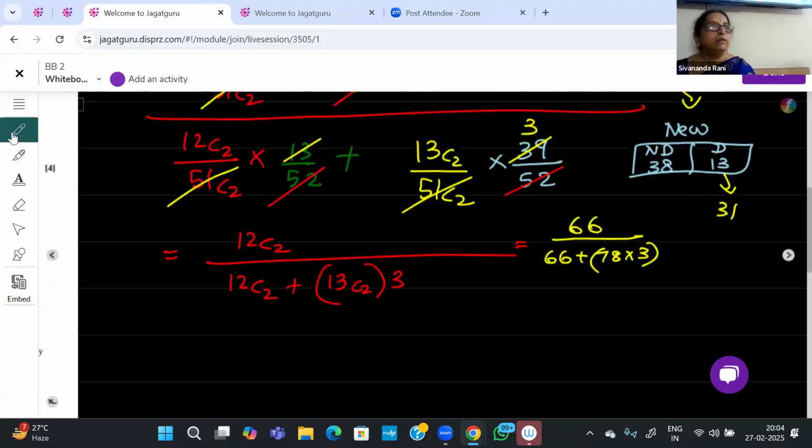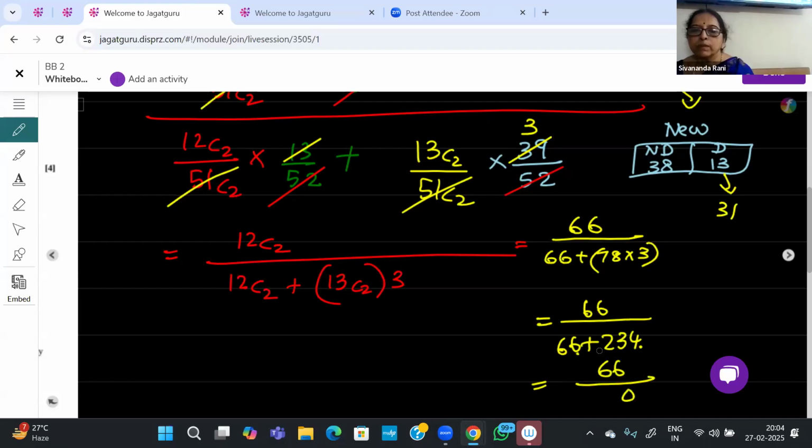Did you calculate? No? What is it? 66 by 66 plus 234. Am I right? Is it right? That's what I seem to get, 11 by 50. How many of you got 11 by 50? Can you let me know? Yeah, 11 by 50 is correct. Yes, Sachin.